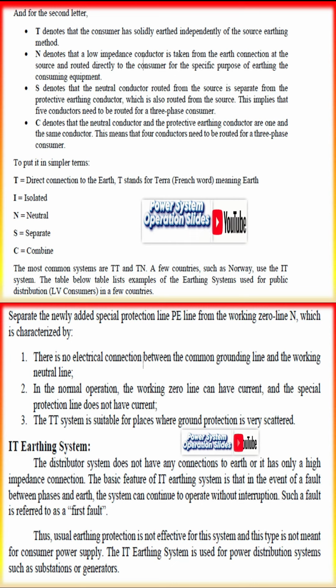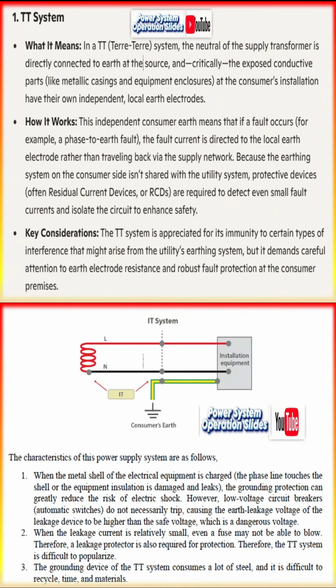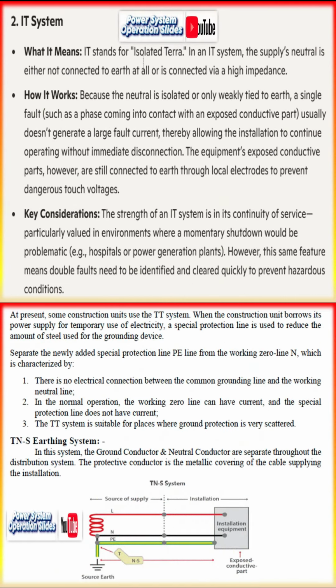How it works: this independent consumer earth means that if a fault occurs, for example, a phase-to-earth fault, the fault current is directed to the local earth electrode rather than traveling back via the supply network. Because the earthing system on the consumer side isn't shared with the utility system, protective devices, often residual current devices, or RCDs, are required to detect even small fault currents and isolate the circuit to enhance safety.